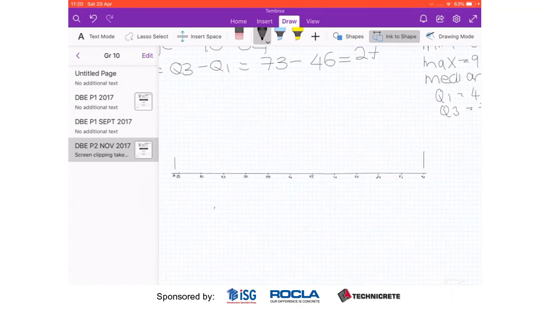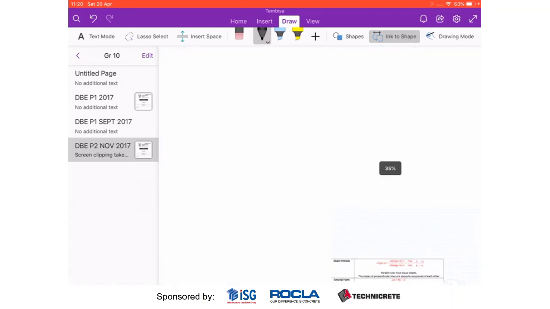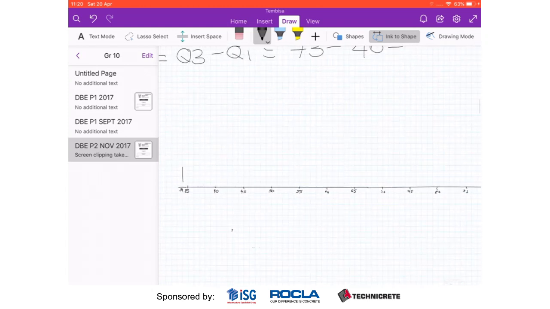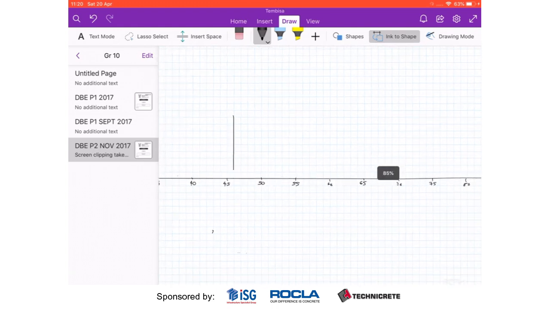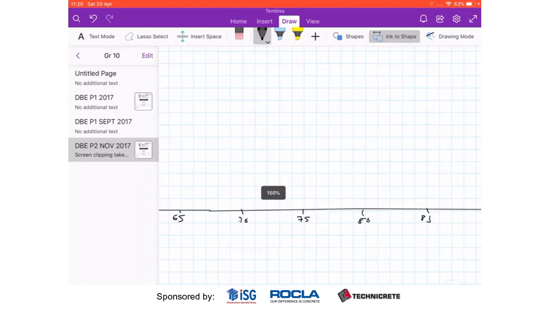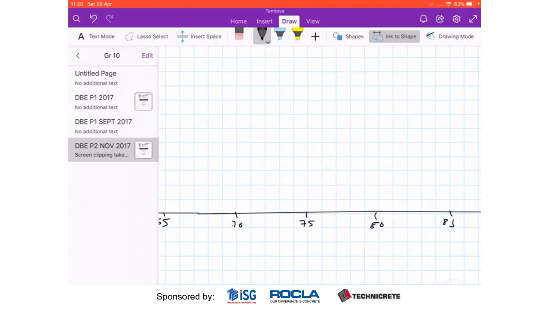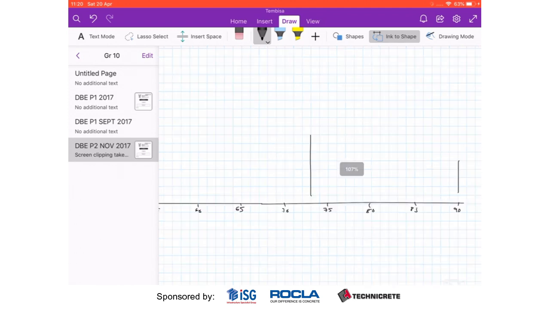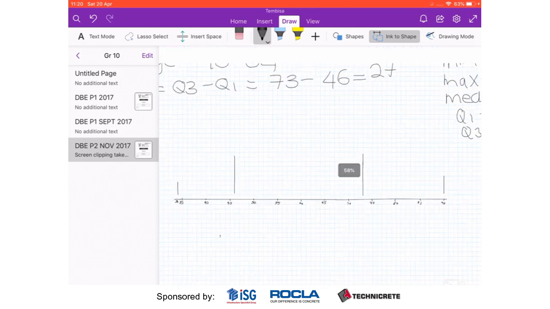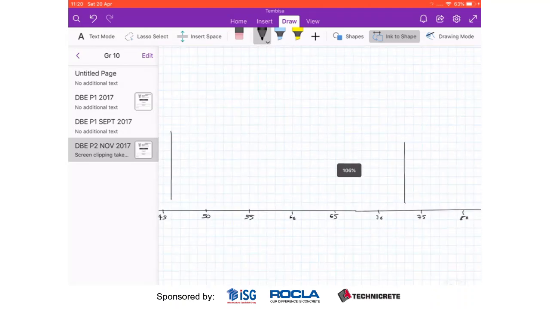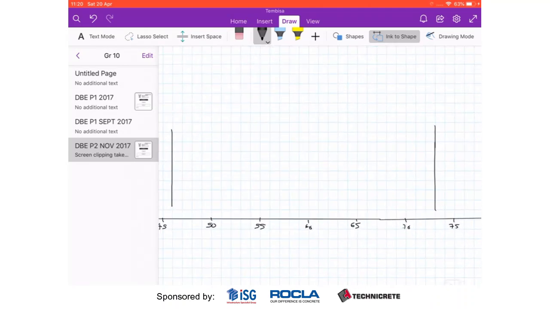Then we've got our Q1, which has to be 46. So if this is 45, this is going to be 46. Okay. Then my Q3 is 73, 71, 72, 73. Okay, can make that get to the same height. Okay, my median is 54. Yes, so here's 55. And then we connect.